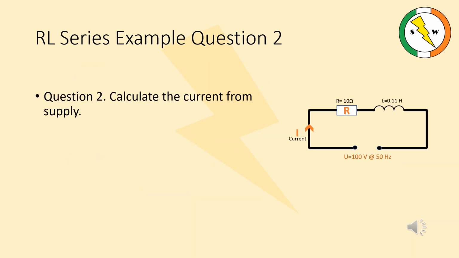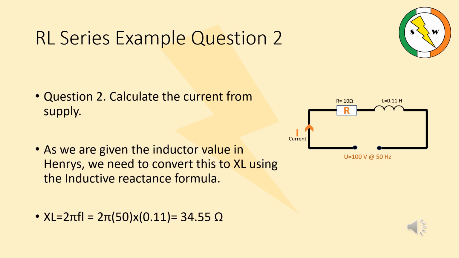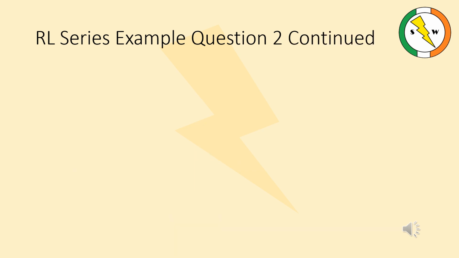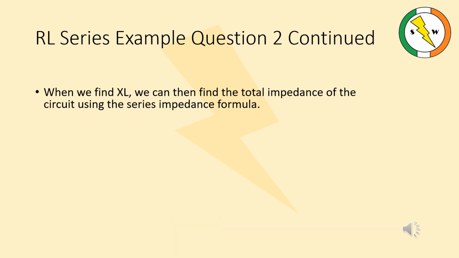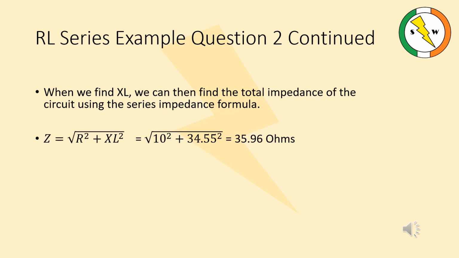Question 2. Calculate the current from supply. As we are given the inductor value in henries, we need to convert this to XL using the inductive reactance formula. When we find XL, we can then find the total impedance of the circuit using the formula. Plug the numbers in, and then we have the impedance value of 35.96 ohms.